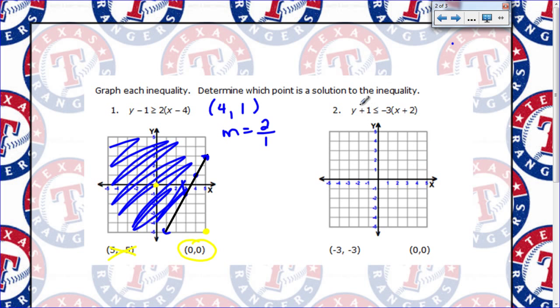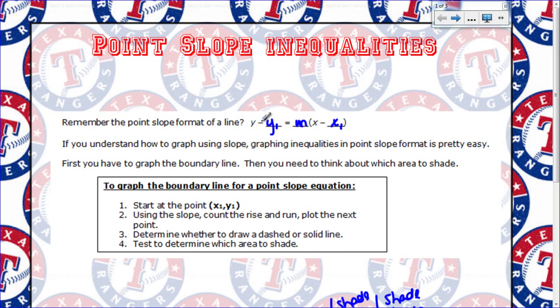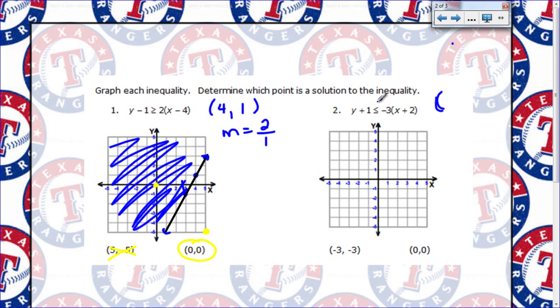Number 2 here, I have y plus 1 is less than or equal to negative 3 parentheses x plus 2. Well, now my point, it's still going to be x1, y1, but because these say plus signs, what that meant is that when I plugged it into my original formula right here, I ended up doing minus a negative number. So it changed it to a plus sign. So my numbers actually become negative 2 for the x coordinate and negative 1 for the y coordinate.